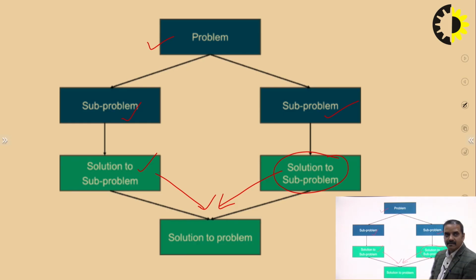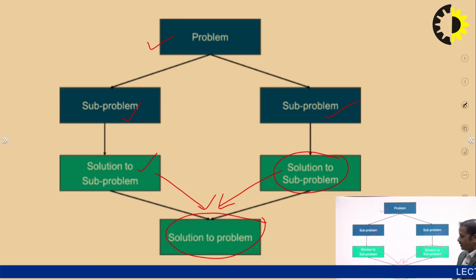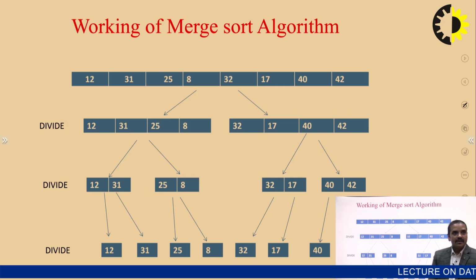As we discussed in the previous algorithm, the whole problem is divided into two sub problems. After solving the sub problems, we have to combine them and generate the final solution of the given data. Now, this is the working of the merge sort algorithm.